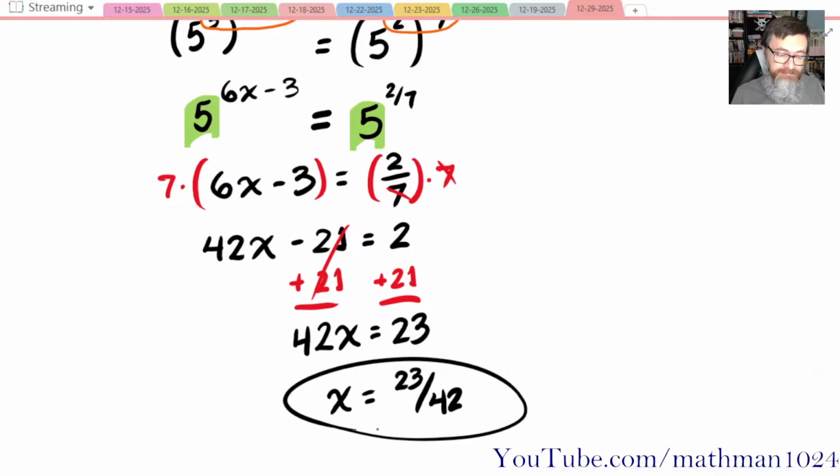But yeah, that's solving exponential equations. And you can make them look bigger and nastier.